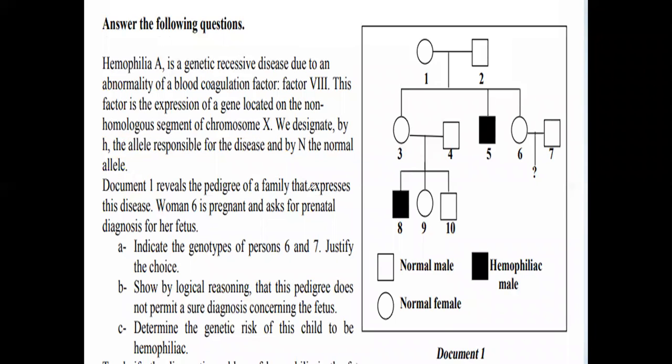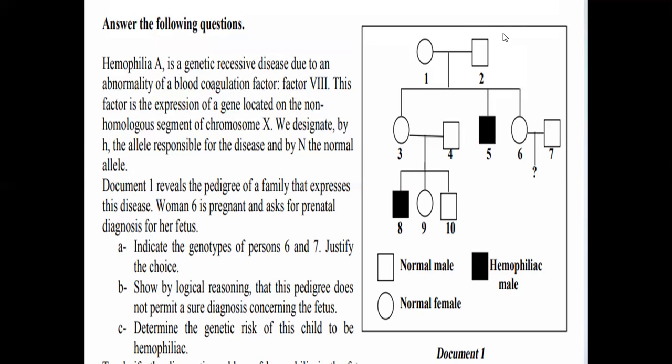Document 1 reveals the pedigree of a family that expresses this disease. I have to use this pedigree in document 1. It shows the family members, where some of them are hemophilic and designated here by black. So number 5 and number 8 are affected. Woman 6 is pregnant and she asked for prenatal diagnosis for her fetus, to know whether the fetus is affected by hemophilia or not.